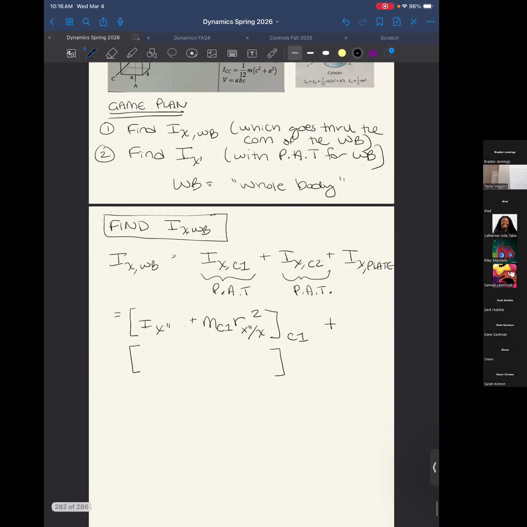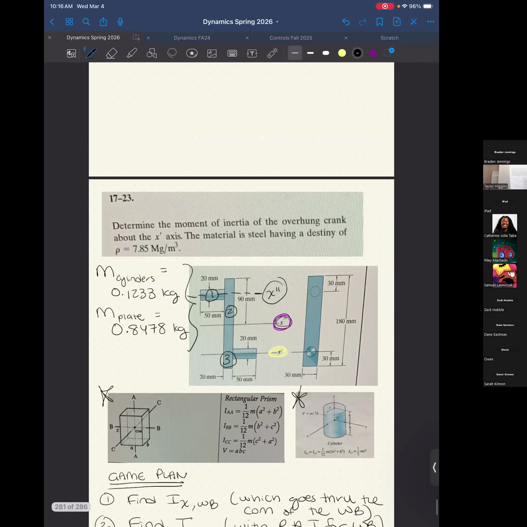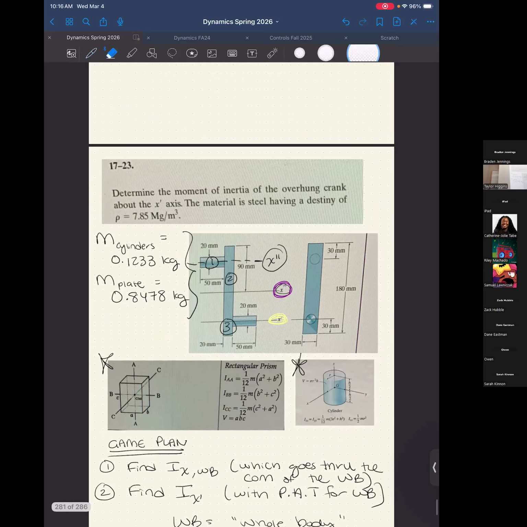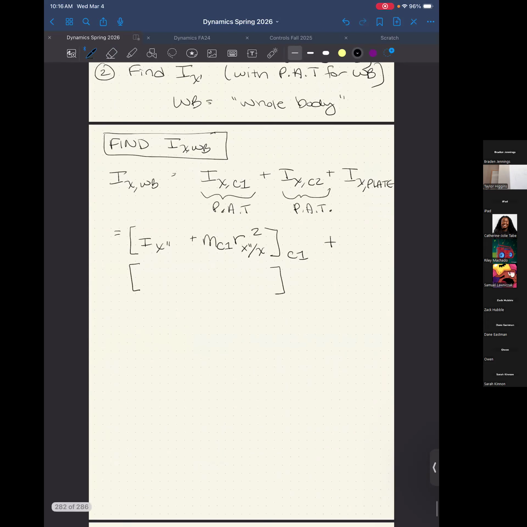And then I need to figure out what is the axis going through the center of mass of cylinder 2. That's X prime that I doodled all over. Okay, so X primed, cylinder 2, plus I X of the plate, which we need to read off of our equation sheet.